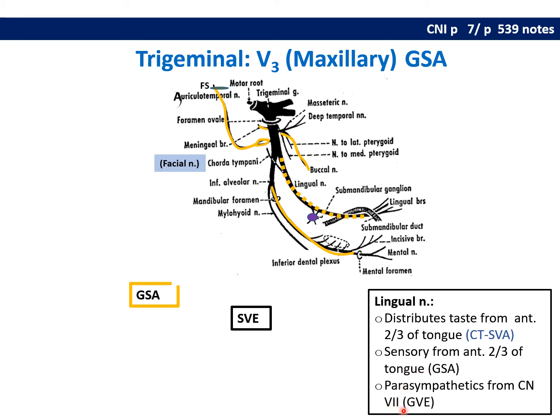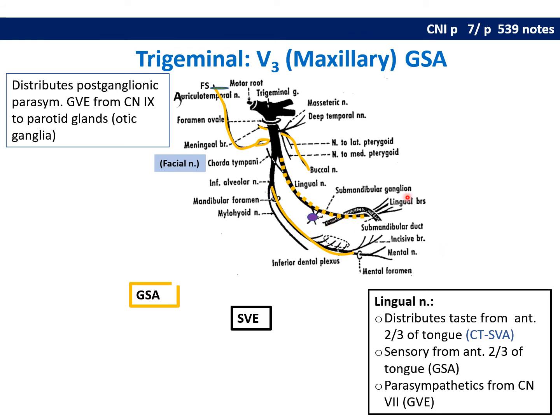And then finally, parasympathetics that originate with the facial nerve, these GVE fibers, are carried to the target, the submandibular ganglia. From there, they then go to the submandibular gland or the sublingual gland.